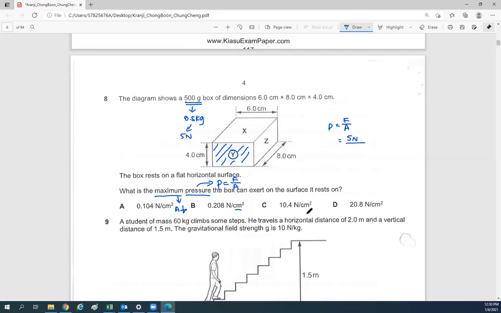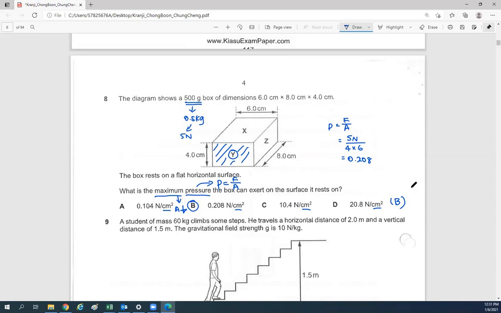If I look at the final answers, they are given in cm square. So I'm not going to change all this to meters. I'm going to leave it as cm square. So it is 4 by 6. It's 4 times 6. Okay, so you press your calculator. I'll get 208. And B is my answer.